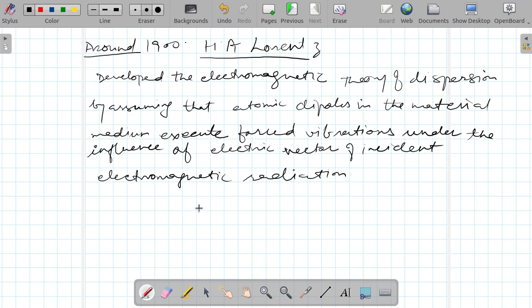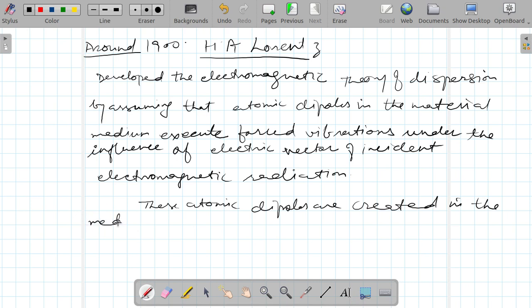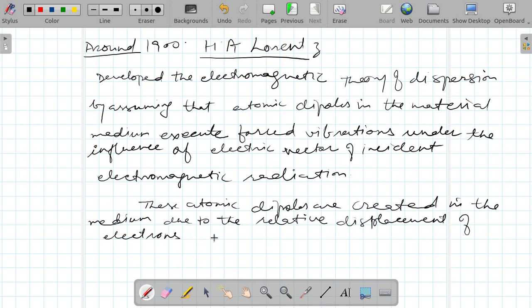These atomic dipoles are created in the medium due to the relative displacement of electrons and positive ions under the influence of the electric vector.